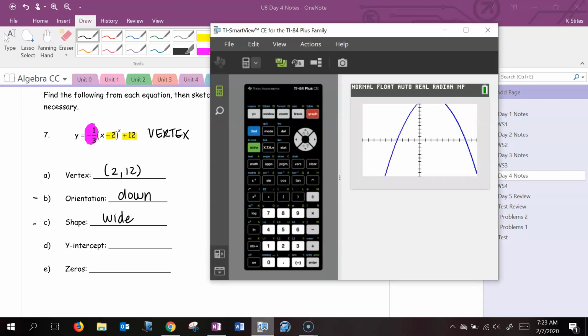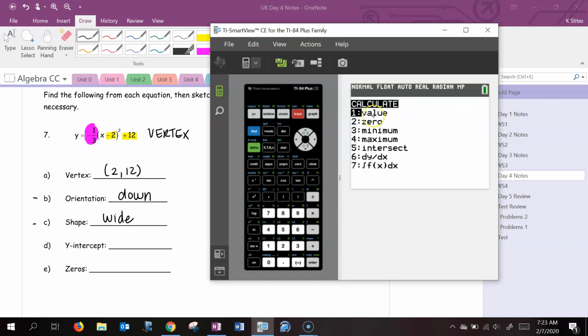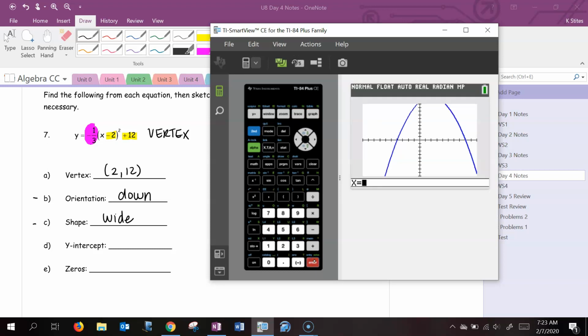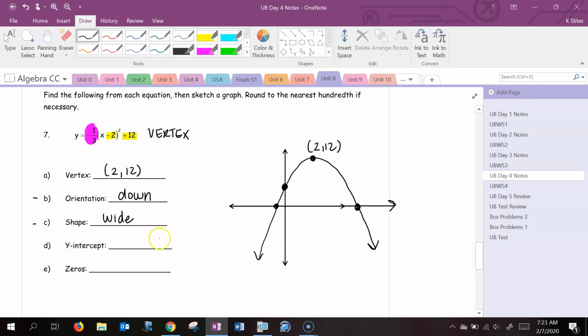Y-intercept, very easy to find. Everything we go to second trace. Second trace, y-intercept is the first option value, and the y-intercept is always where x equals 0. Okay, remember 0, comma. So we'll round. This would become a 10.67. Label it on your graph. Put it on the line.